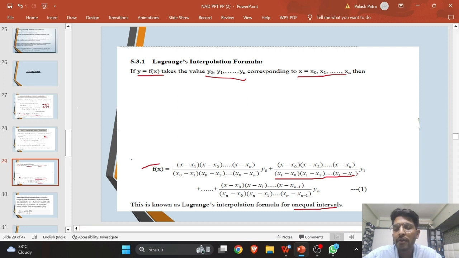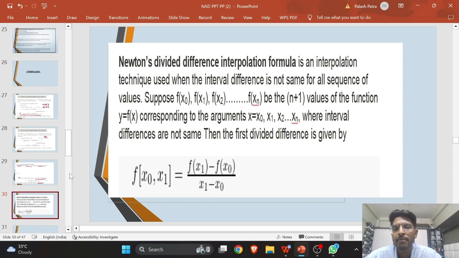Similarly, we also have another method for unequal intervals, that is the Newton divided difference interpolation formula. In Newton's divided difference formula, we use it when the intervals are unequal. Suppose f(x0), f(x1), f(x2) and f(xn) are the n plus 1 values of the function y equal to f(x) corresponding to the arguments x equal to x0, x1, x2 and up to xn.